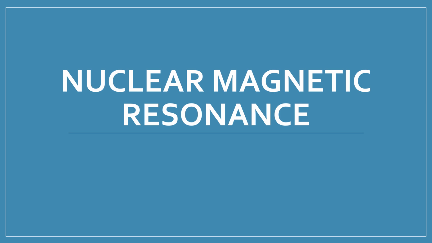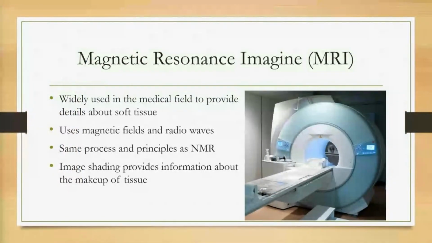This week we're focused on nuclear magnetic resonance, or NMR. This is a very widely used analytic tool to analyze samples. It's used in industry, and you'll be using it a lot in Orgo 2 lab. So NMR is actually used in MRI, or magnetic resonance imaging.